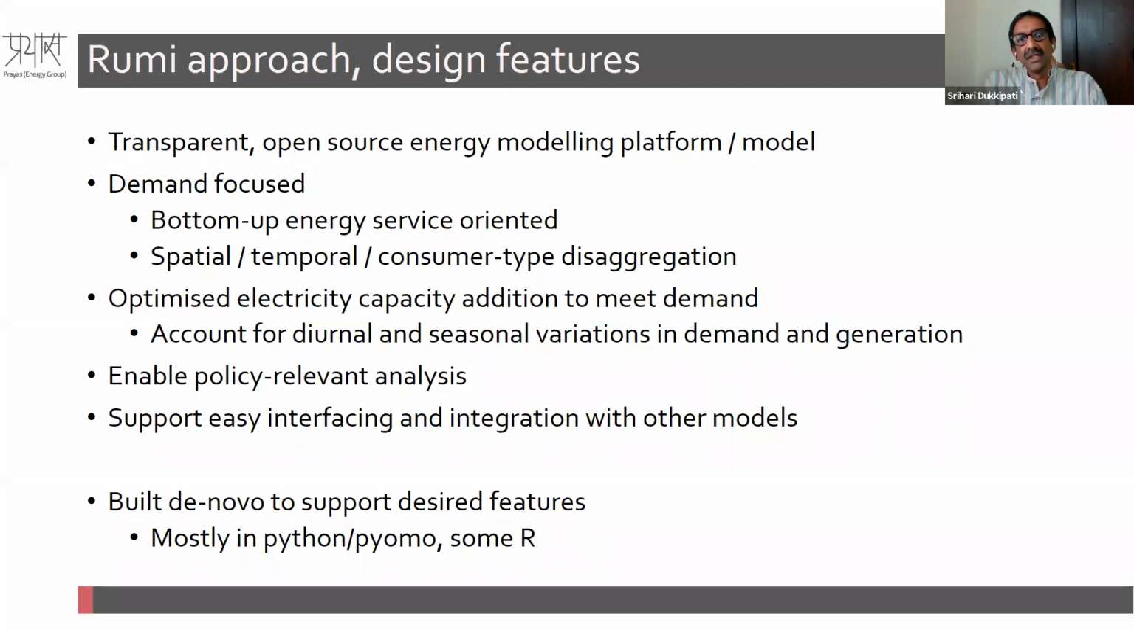And going with the open source philosophy, we developed the model from scratch in Python and a little bit of R programming language as well. As you all know, Python is an open source computing language. The tools for it are available for free, and Python itself is developed in an open source manner and has a vibrant user community as well.